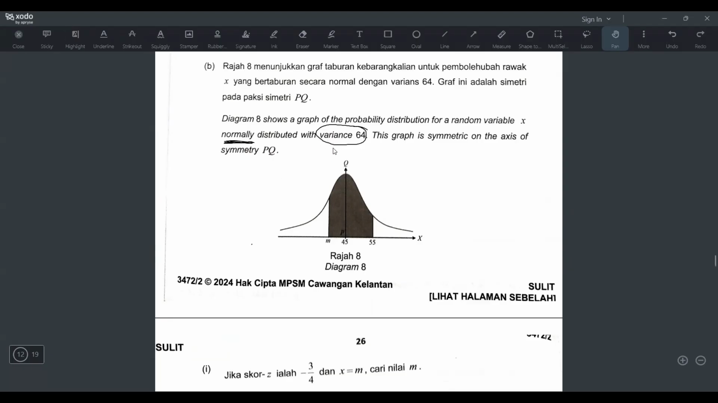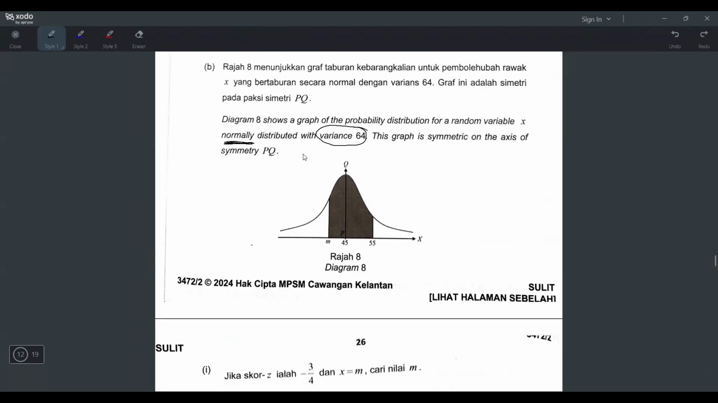So they give us variance 64, right? Okay, if they give you variance, you should find the standard deviation, if it's a normal distribution question, right? Yeah, you should find the standard deviation. And the formula is just square root of 64 and you will get 8. Why I find the standard deviation right away is because when you're doing normal distribution, you will always convert the X to Z.